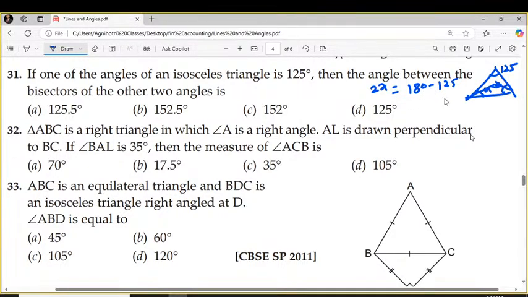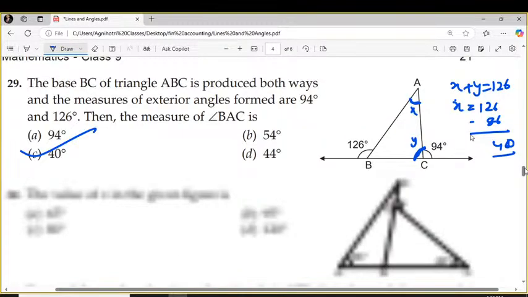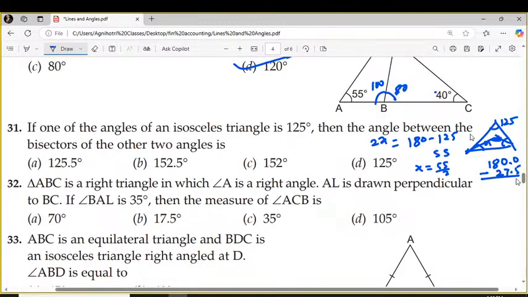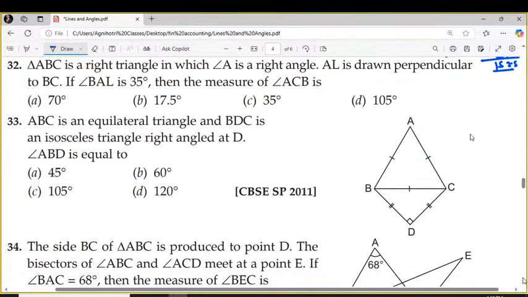Let's determine that. 55 over 2 is the sum of these two angles. Then this is going to be 180 minus 27.5, and 152.5 is coming. Okay. Come to question 32.